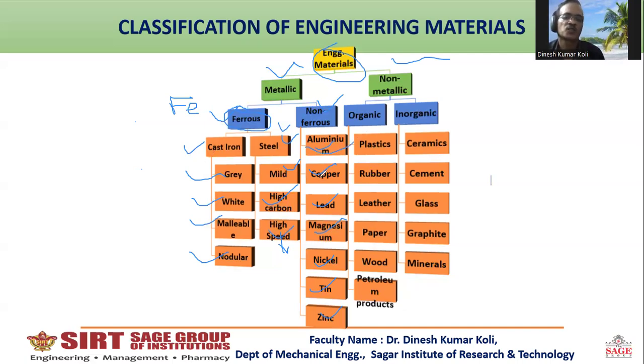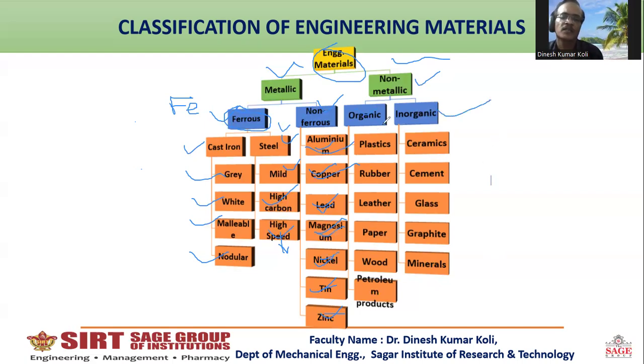Similarly, we also use copper and copper alloys, lead and lead alloys, magnesium, nickel, tin and zinc. These other materials are used for different purposes in engineering applications. Now we go to the non-metallic. Non-metallic is also of two parts. One is called organic and the other is called inorganic.